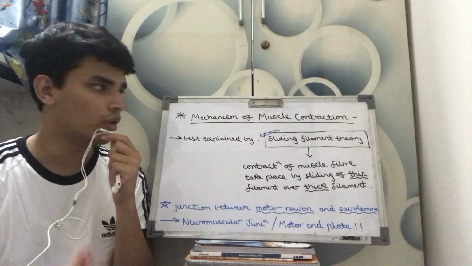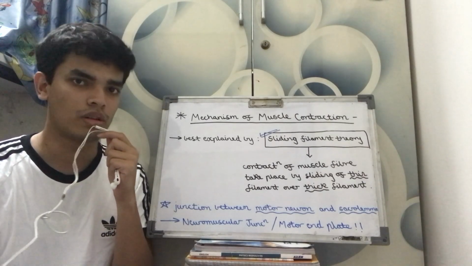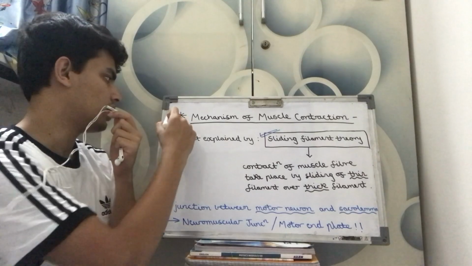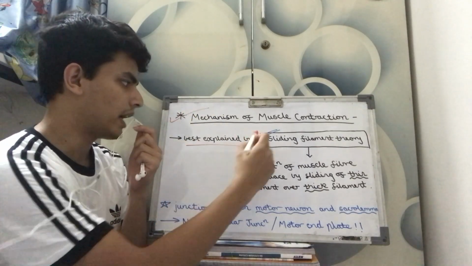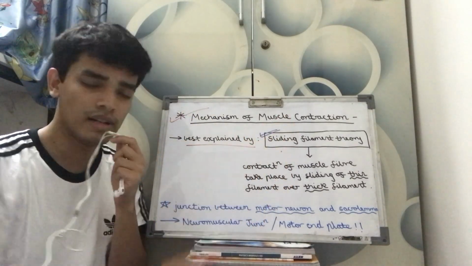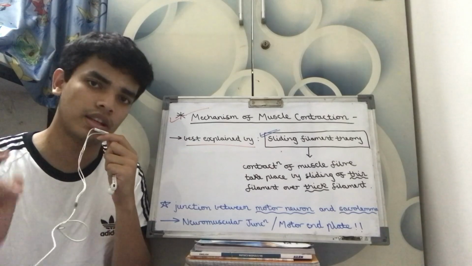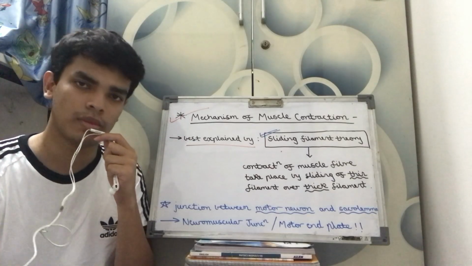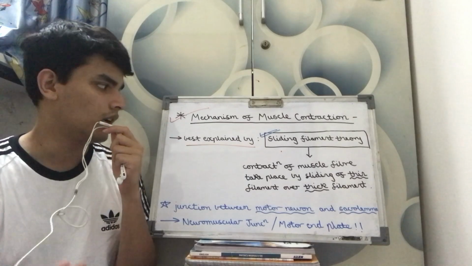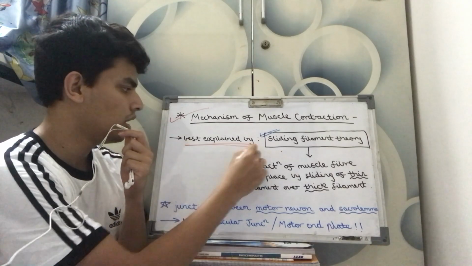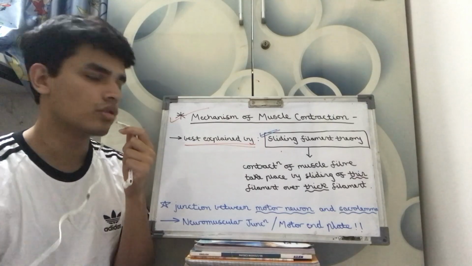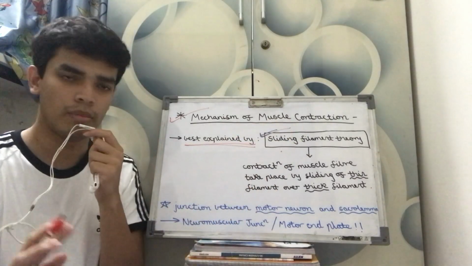So now we will move on to the mechanism of muscle contraction. This is the main part which you are waiting for. So let's start. The mechanism of muscle contraction is best explained by the sliding filament theory. In the NCERT, no name is given for whom this theory was given, but it can be asked which explains the best mechanism of contraction. So it is the sliding filament theory.